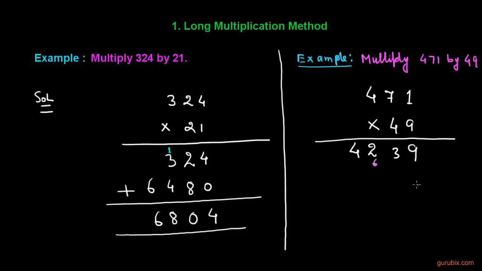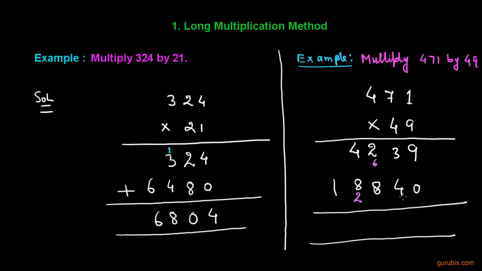And now we shall write 0 here and start multiplying 471 by this 4, and this means 1 times 4 is 4, 7 times 4 is 28. We shall write 8 here and carry 2 to this place, and 4 times 4 means 16. 16 plus 2 is 18.